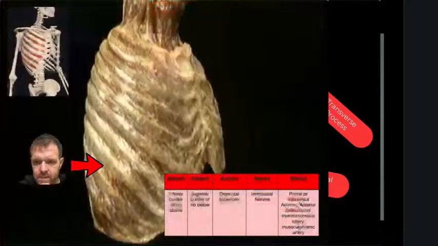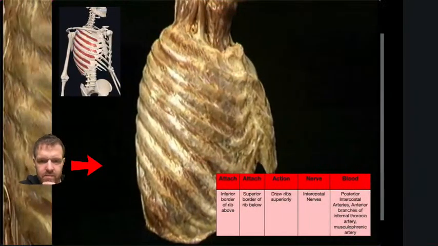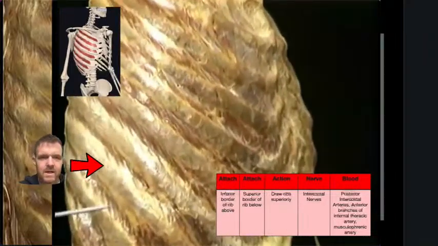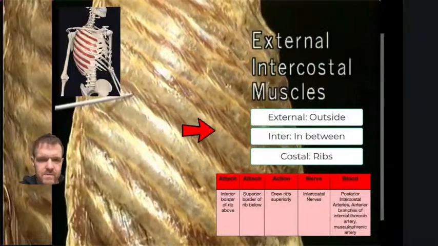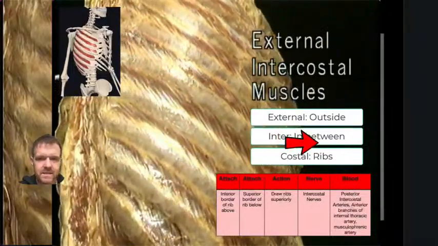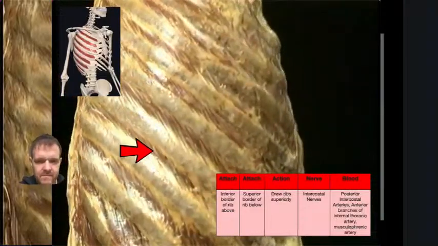Intercostals, there we go. So let's go external first. Move that across a little bit. External intercostals here, so in between the ribs. So external, outside, in between costal ribs, hence the name.